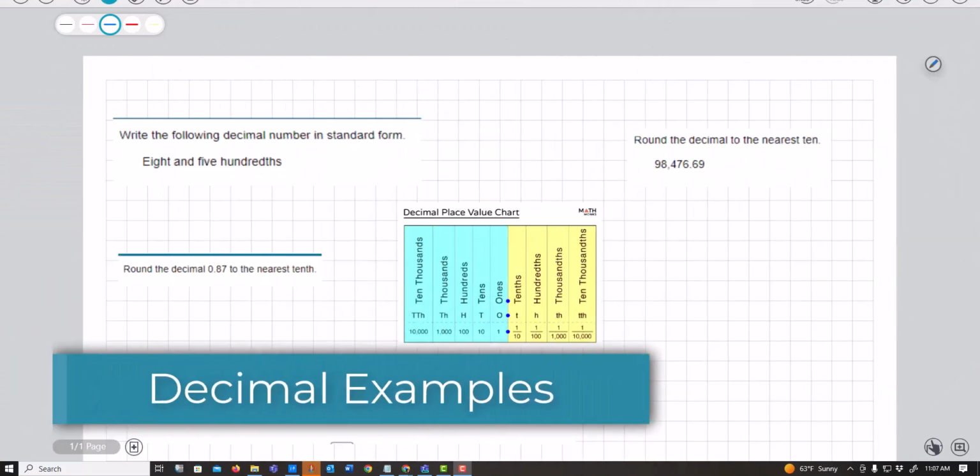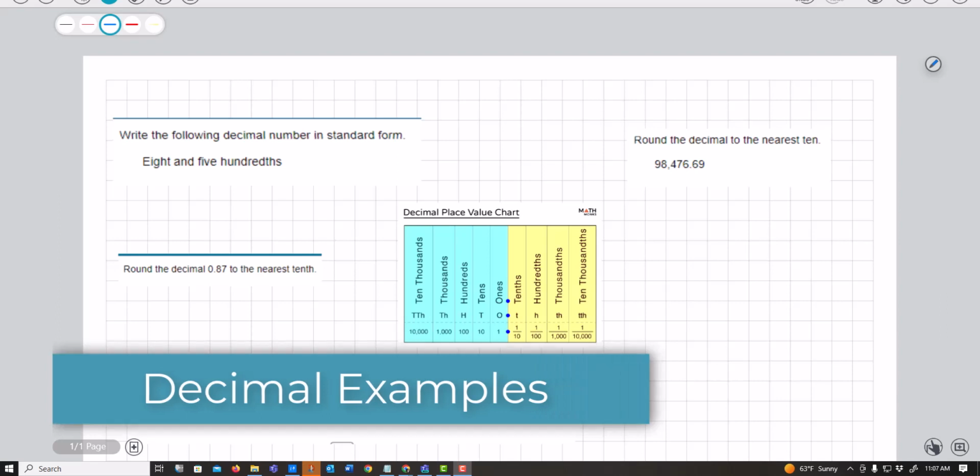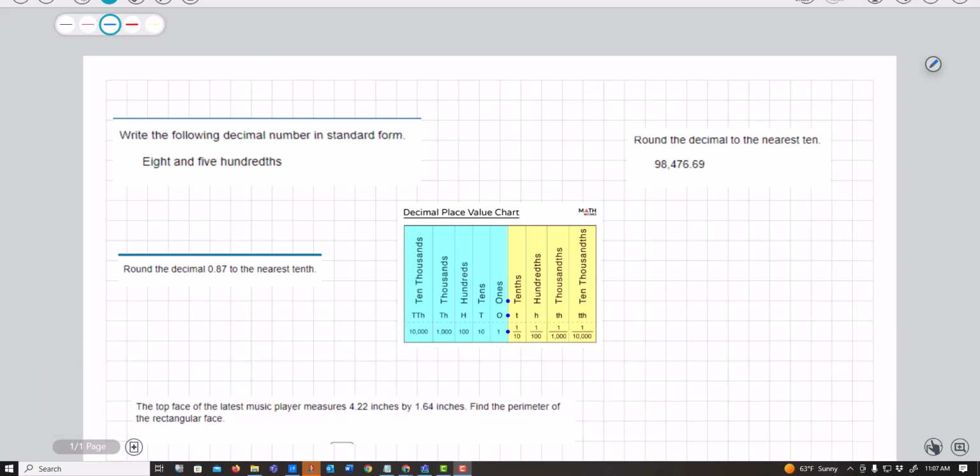Okay, in the decimal section, I have a couple of examples here. So the first one says, write the following decimal number in standard form, 8 and 5/100ths. Well, we can see from any type of decimal place chart that the hundredths is the second place. So 8.05, because the 5/100ths would be in the second decimal place.